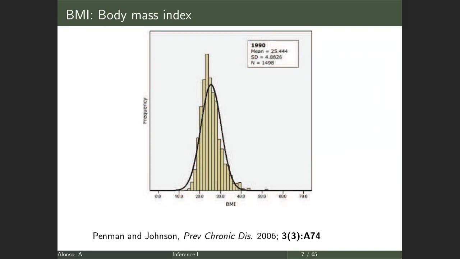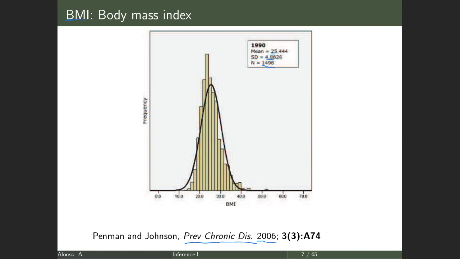This one, for instance, was published in 2006 in the Preventing Chronic Disease journal. And there we have the BMI. The BMI is an indicator created by a Belgian statistician, Adolphe Quetelet. It is just your weight in kilograms divided by your height in meters squared. It's a single number, but it has a lot of predictive power regarding your general health status. And this was a large study. They included about 1,500 individuals. The average BMI they found there was 25, and the standard deviation was around 4.88.